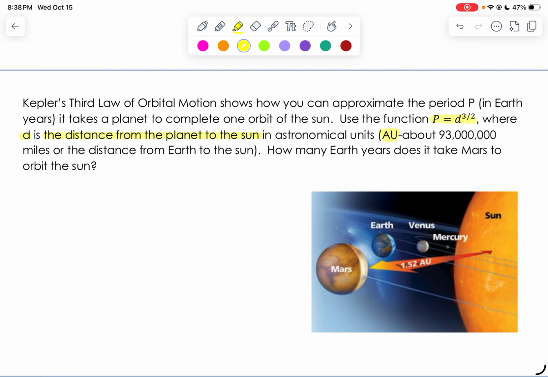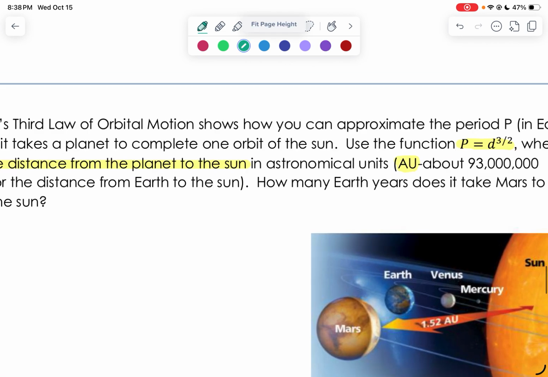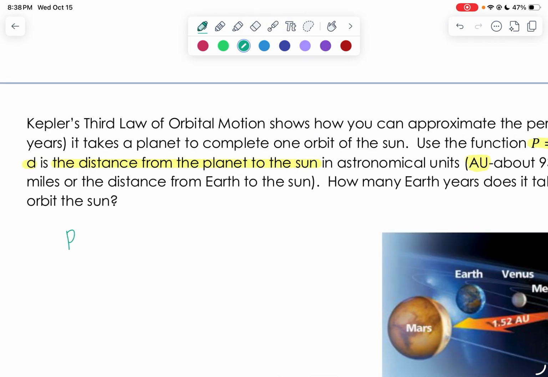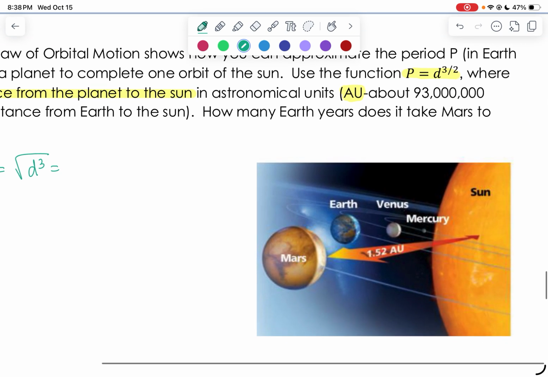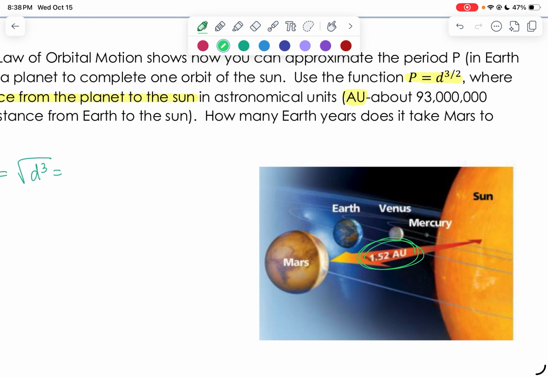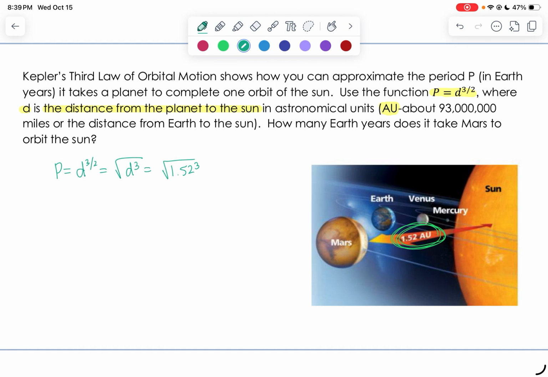How many Earth years does it take for Mars to orbit around the sun? So P equals D to the 3/2, which is just the square root of D cubed. And the distance, if I look over here, it tells you 1.52 AU. So what's the square root of 1.52, our distance, cubed, okay? Now, we're going to round this out. We're going to do this one in the calculator.